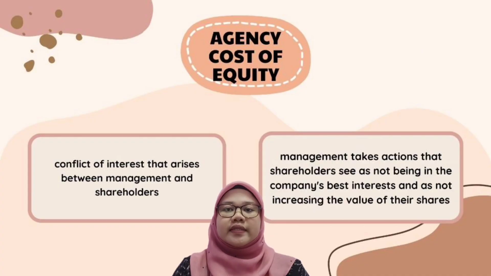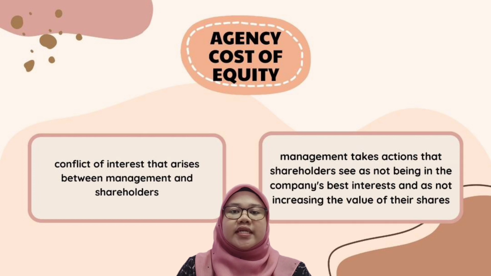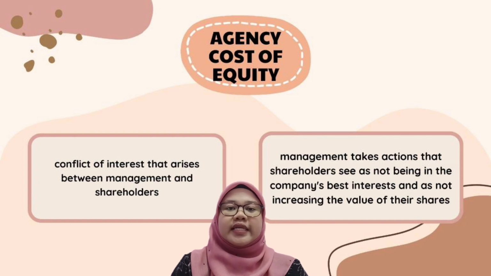The conflict of interest that arises between management and shareholders is referred to as agency cost of equity. Agency cost of equity arises when management takes action that shareholders see as not being in the company's best interest and as not increasing the value of their shares. For instance, management can think that a merger would be the greatest move for the company, while shareholders would recognize that the merger would not help the company develop and that the money spent on the merger might be better utilized to pay dividends and invest in other areas. The agency cost of equity would be those incurred as an effort to stop the merger, such as lobbying expenses.